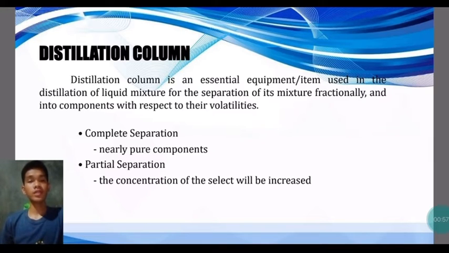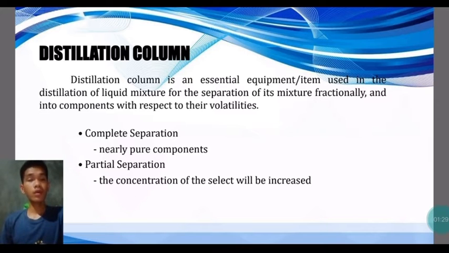Distillation column is an essential equipment or item used in the distillation of liquid mixture for the separation of its mixture fractionally and into components with respect to their volatilities. Here, separation is classified into two. First is the complete separation, wherein both components are nearly pure and both concentrations of the components were increased. Next is the partial separation, wherein only the selected components will increase its concentration.